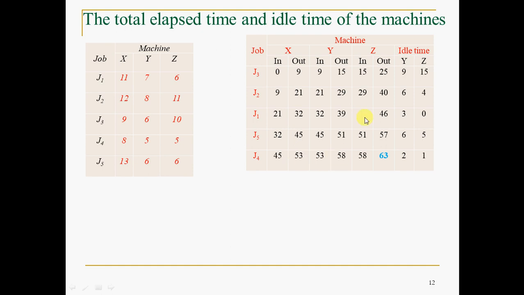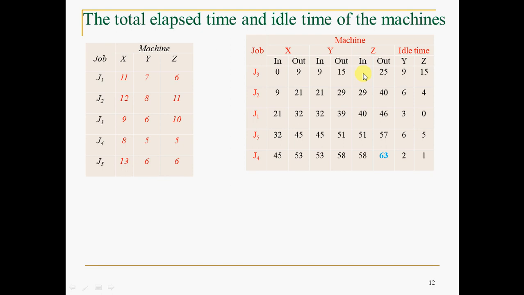Fine. Same thing is for Z. Why? Okay, it is 15 here. See, job 3 will be processed for 9 minutes on X and 6 minutes on Y. Put together on X and Y, it will be processed for 15 minutes. So unless it gets the job from X and Y, it will be idle only. I mean, the idle time or in time for this is 15.